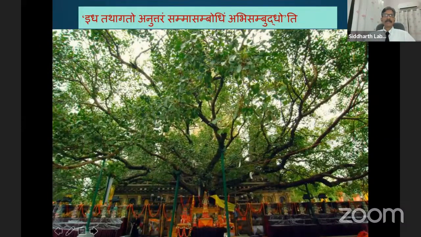Then the second place is idang Tathagato anuttarang samma sambodhi abhisambuddho. Here the Tathagata attained enlightenment. You can see the Bodhi tree. This is one of the places of veneration.